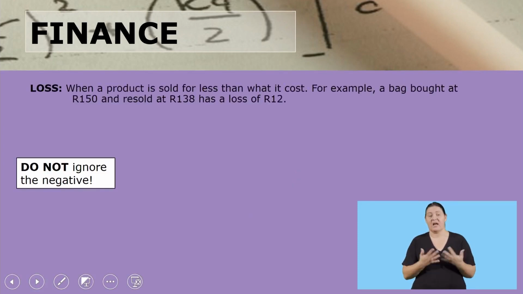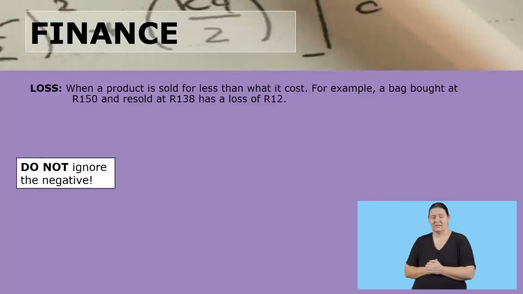Let's look at loss. So we just looked at profit, where you are gaining money. Now we are going to look at loss. When a product is sold for less than what it costs. For example, a bag bought at 150 and resold at 138 rands has a loss of 12 rands.